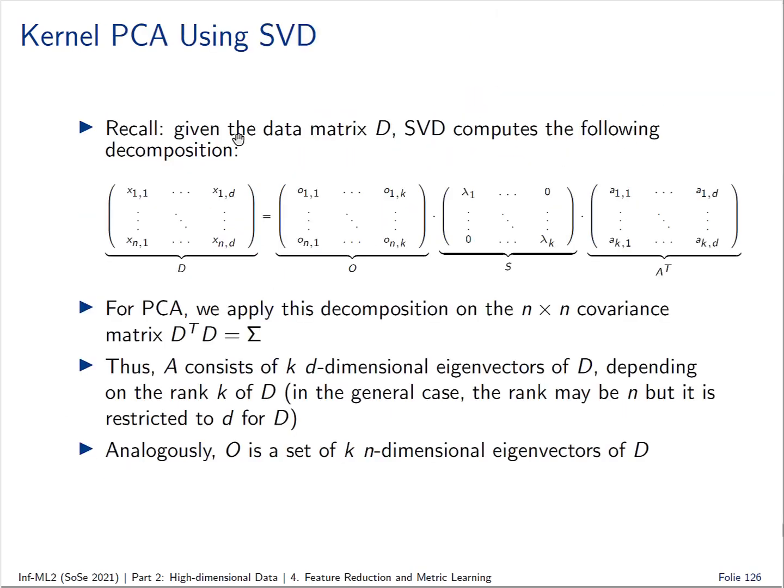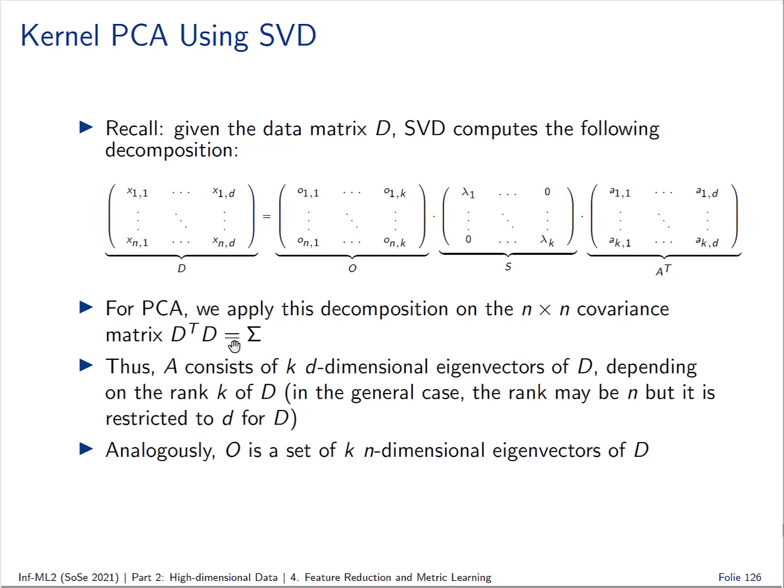again, PCA using SVD. So just recall that given the data matrix D, SVD computes the following decomposition into these three matrices here. For PCA, if you want to compute PCA, we apply this decomposition on the covariance matrix, which is given by D transpose times D. Yeah, the data matrix multiplied by itself, so to say. And then we get A times A transpose, but A consists of k d-dimensional eigenvectors of D.